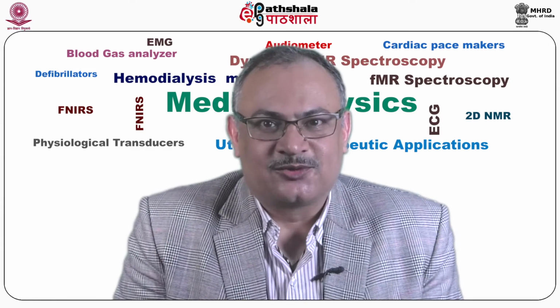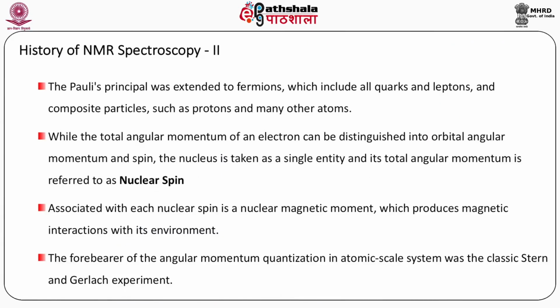History of NMR Spectroscopy-II. Pauli's principle was extended to fermions, which include all quarks and leptons and composite particles such as protons and many other atoms. While the total angular momentum of an electron can be distinguished into orbital angular momentum and spin, the nucleus is taken as a single entity and its total angular momentum is referred to as nuclear spin.